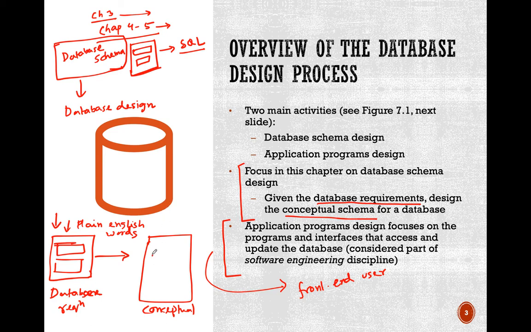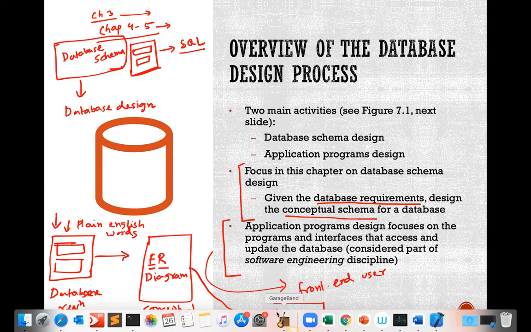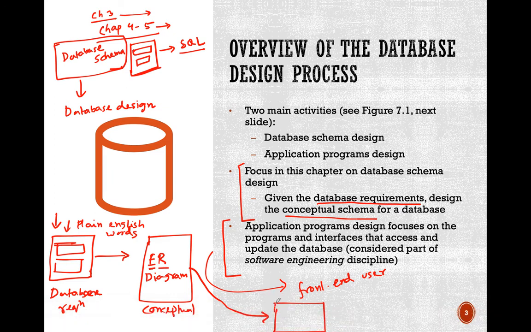One of the formats of conceptual schema is the ER diagram. Here E stands for entity and R stands for relationship. So from that plain English requirement, first we are going to generate a conceptual schema. One form of conceptual schema is the ER diagram. Then from that conceptual schema we can generate our relational schema.